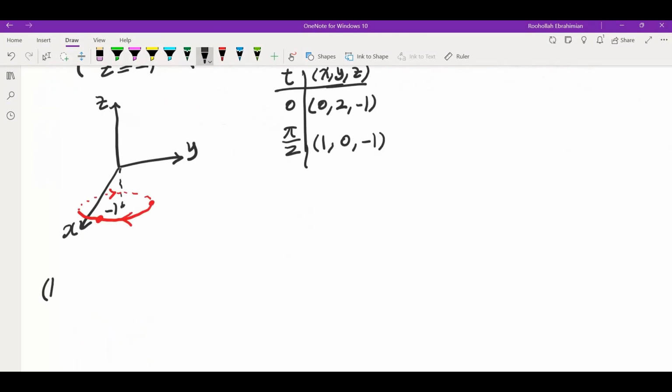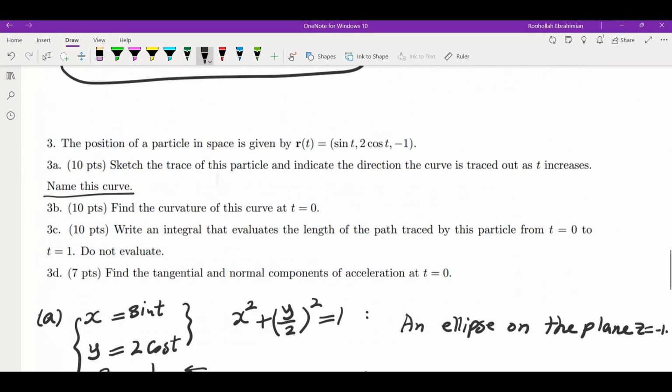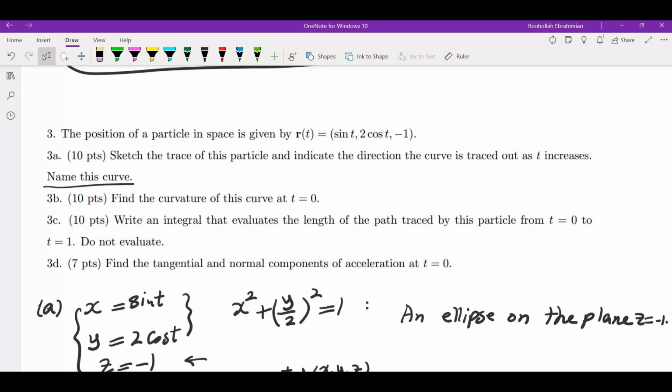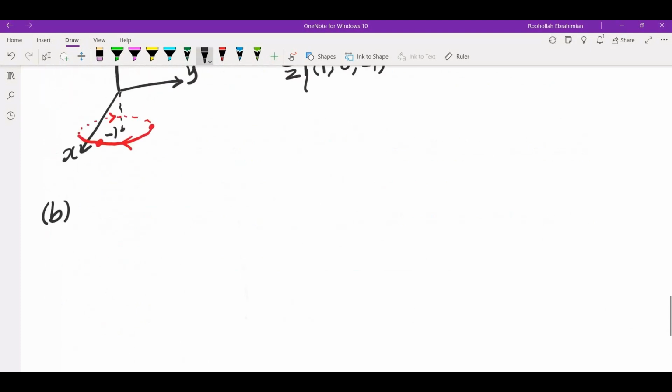Okay, so let's look at the next one. Find the curvature of this curve at t equals 0. So the formula for curvature, if you recall, was the magnitude of a cross v divided by the magnitude of v cubed. So the first thing is to find the velocity. So velocity is, and we're going to have to find it at t, which means by differentiating the position.